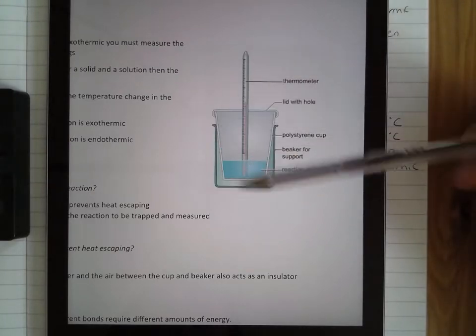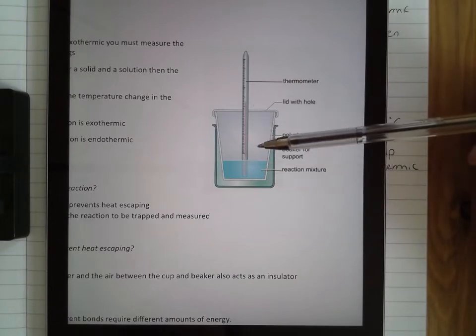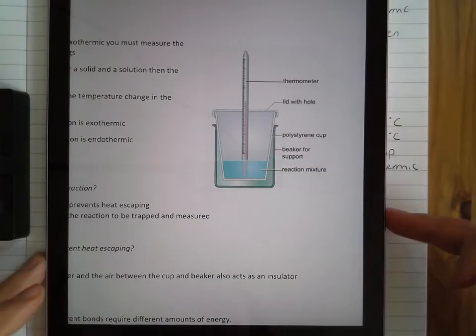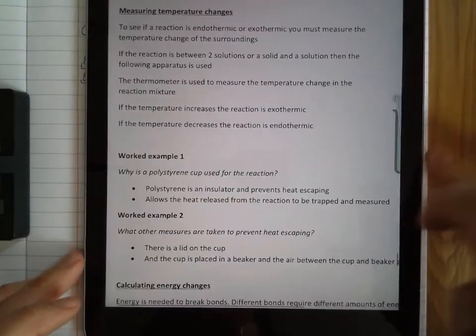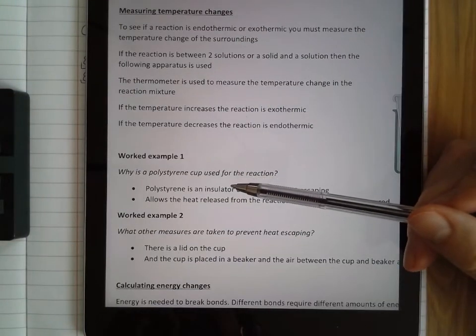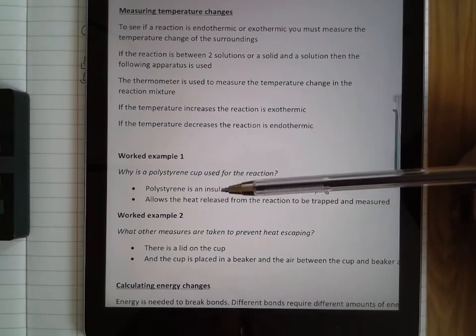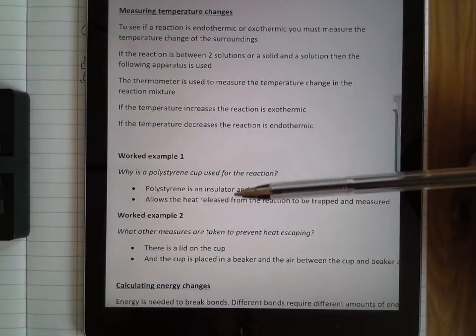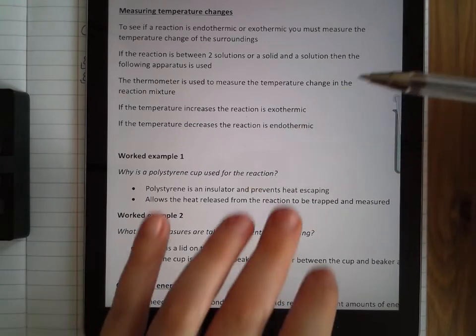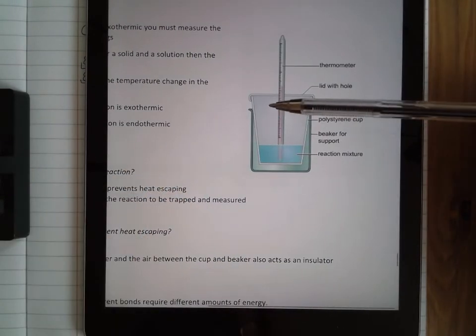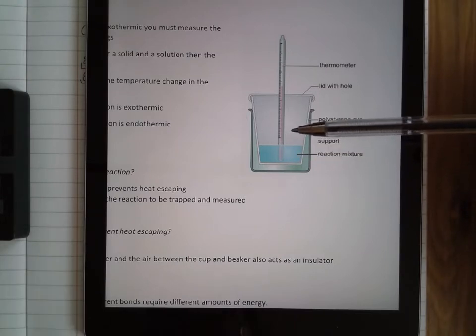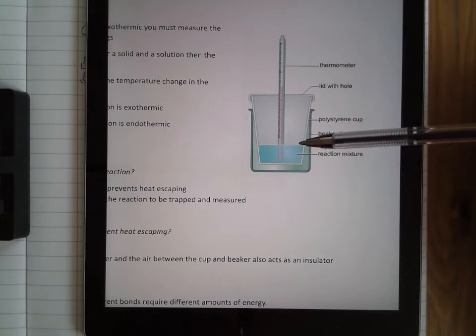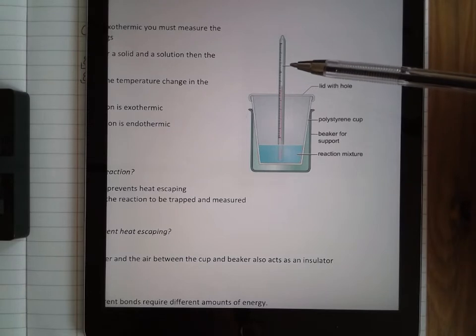A really common exam question is they will ask you, why do you use the polystyrene cup? And you will answer, and this is all in your booklets, that polystyrene itself is an insulator. By that word insulator, I just mean it's not a conductor. It doesn't allow heat to pass through. So all of that heat that's released during the reaction, the polystyrene cup is going to trap that heat inside so that you get an accurate reading on your thermometer.